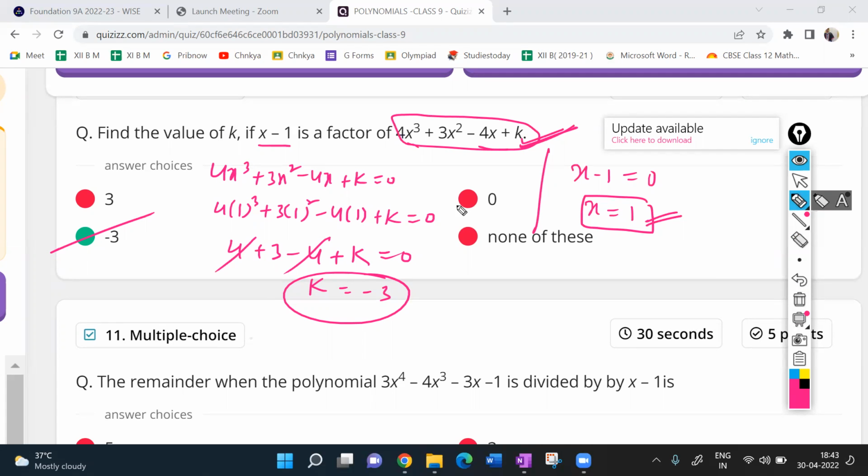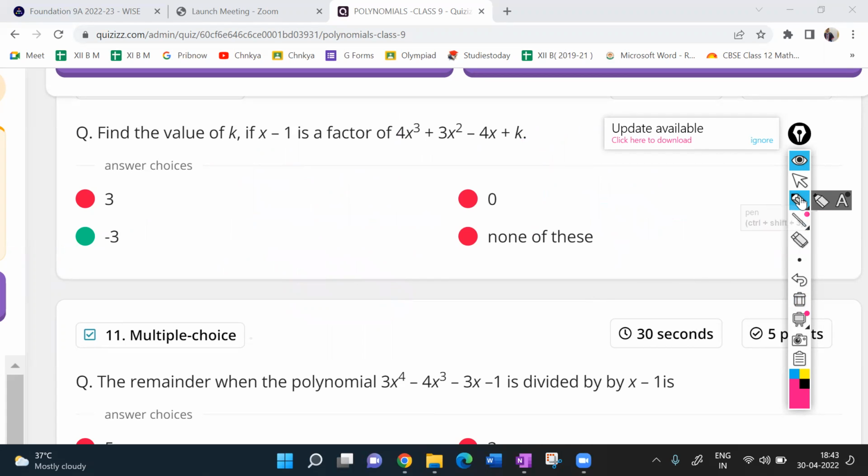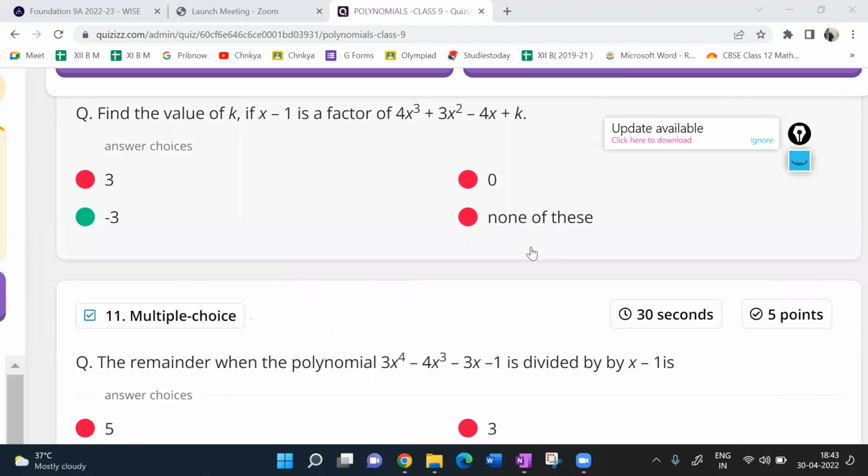Yes. Look at this now. See, x minus 1, I just equated to 0. I got x is equal to 1. Substitute in this by equating to 0. You will get the unknown value. Next question. Okay, sir. This type of questions are really important for tomorrow's exam. Okay.